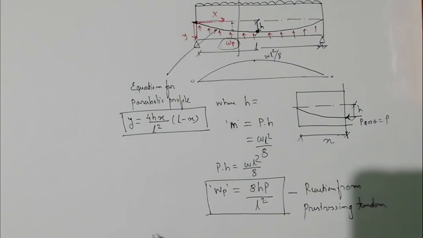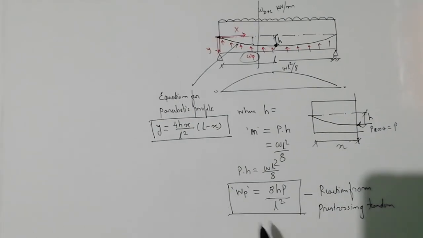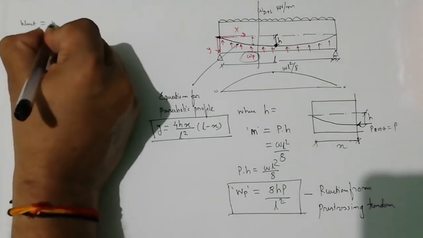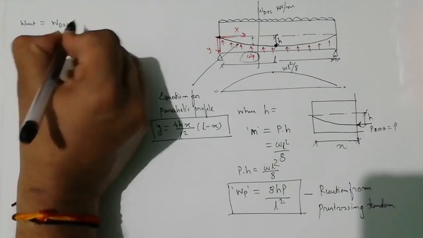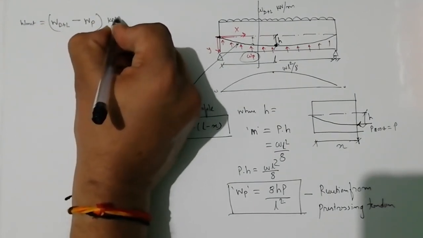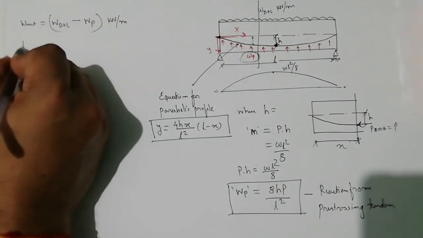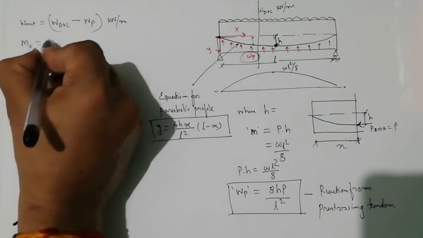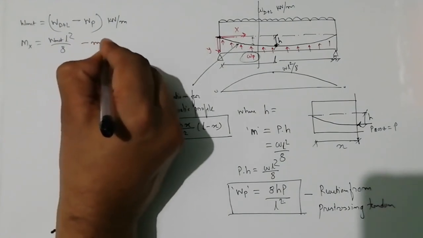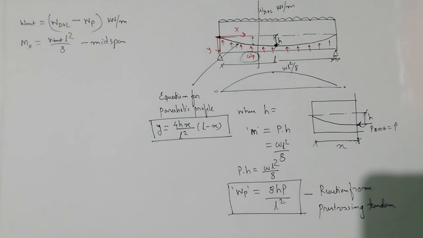Now, if we turn towards the analysis of the cross section to find the stresses, after getting this reaction, we need to find W net, which will be equal to this W due to dead load plus live load minus reaction from the prestressing tendon. This much will be the W net, kilonewton per meter. Of course, we will be able to find the moment at the desired section Mx, which will be equal to W net L square by 8 at mid span. Okay. So once we get this Mx, we know the Z, that is the modulus of section of cross section.